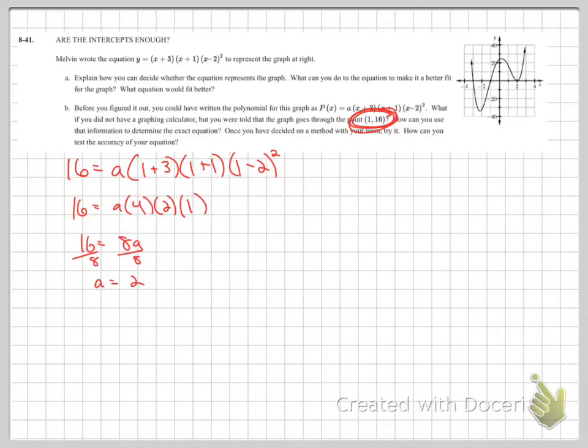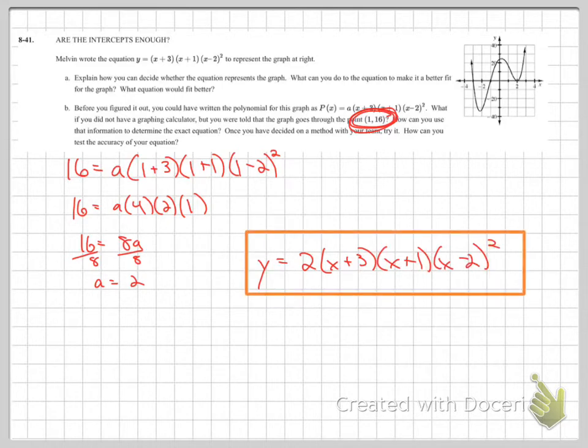Well, hopefully you noticed my mistake. It wasn't cubed, it was squared, right? So make sure you write the equation down the way it's supposed to be. So this equation, to make it more accurate, is going to be 2x plus 3, x plus 1, x minus 2 squared. Solving for A.